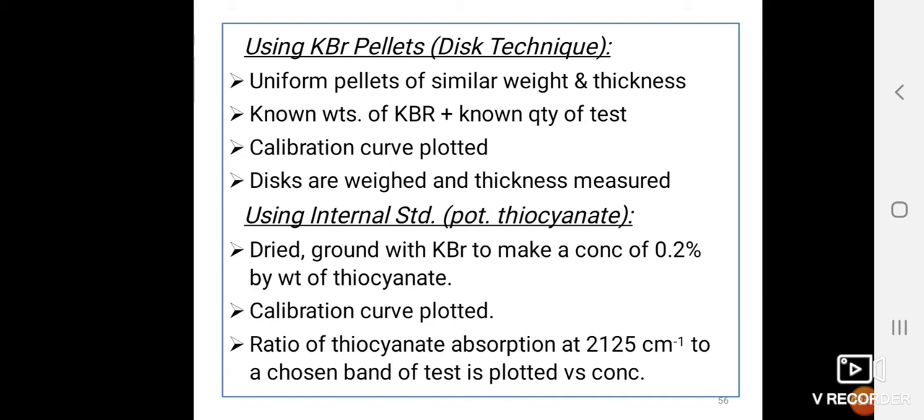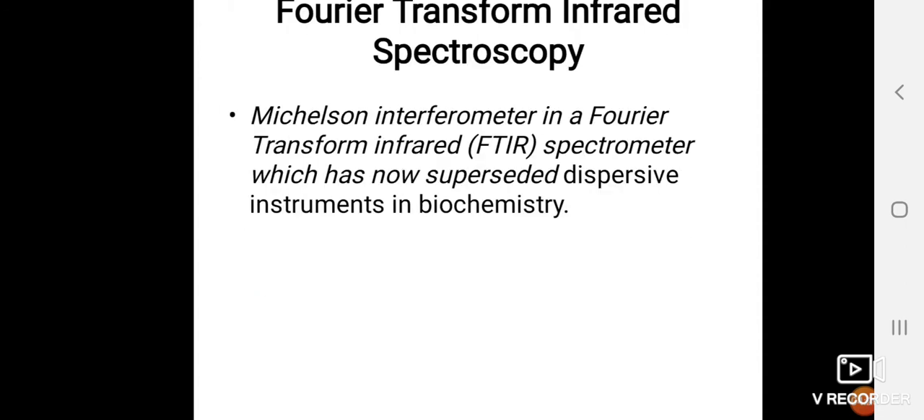I forgot to mention in this explanation that whenever we want to measure IR spectroscopy, the sample holder is generally the KBr pellet. That is the common type of sample holder, because KBr does not absorb in the infrared region.